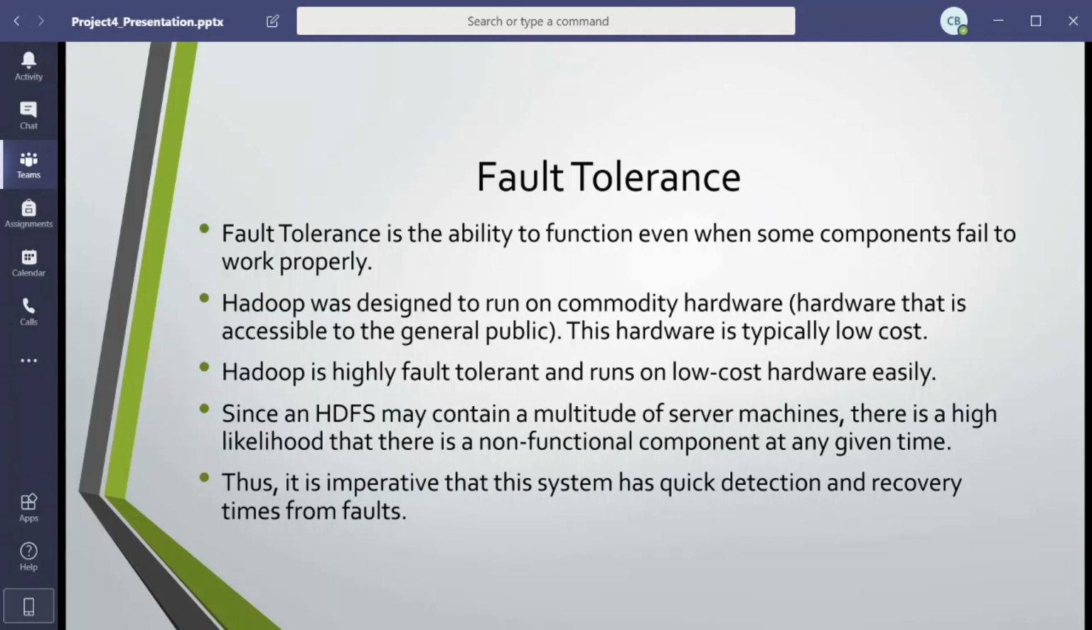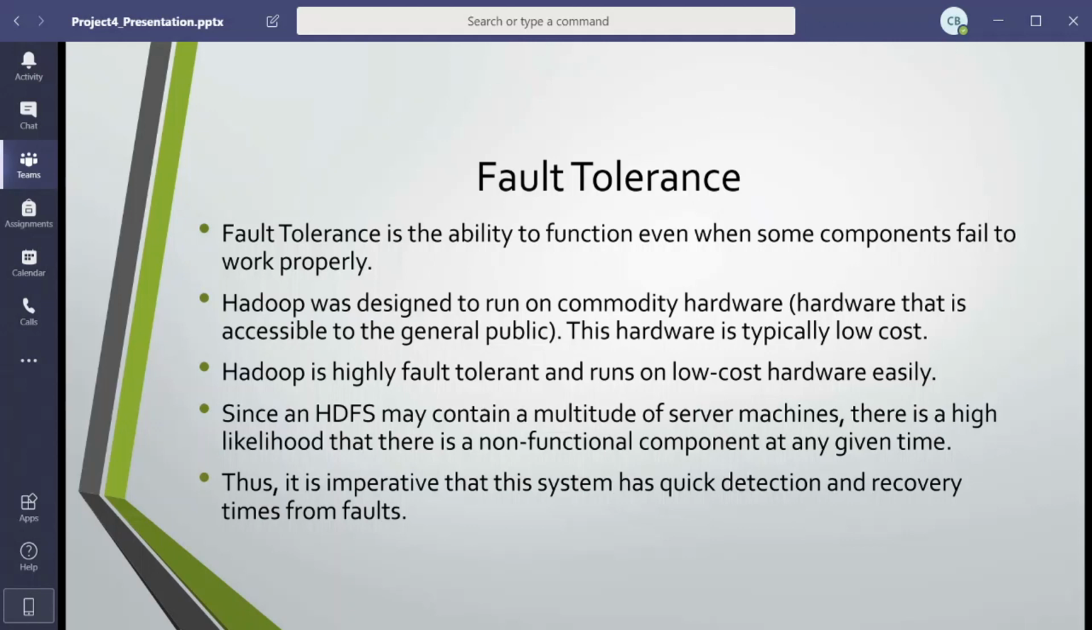Since an HDFS can contain a multitude of server machines, and not only a multitude but a multitude of low cost server machines, there is a very high likelihood that there is a non functional component at any given time. So the chances that there is a fault somewhere in the system at any given time is very high, which means that HDFS needs to be able to deal with these in an effective, efficient and fast manner, and it needs to be able to detect and correct these errors quickly and efficiently.